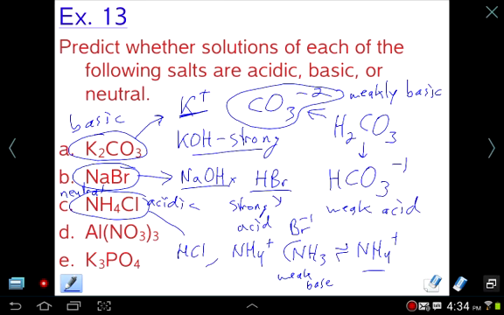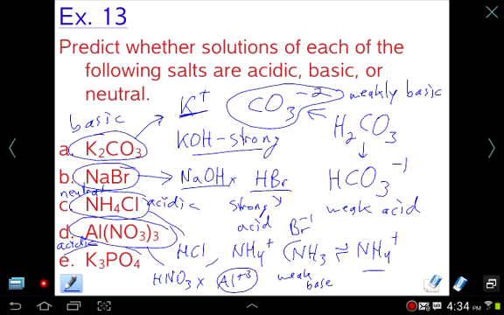I know we're kind of running out of room here, but we've got a few more to consider. Aluminum nitrate. Nitrate coming from nitric acid will not cause any basicity because nitric acid is strong. Aluminum, however, being a +3, creates a strong positive charge in solution. The water molecules are attracted, their hydrogens pop off, and this creates an acidic solution.